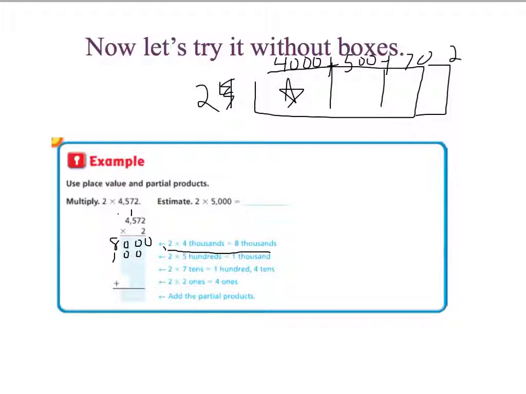And I got to keep these numbers lined up so I can add them appropriately at the end. Then we go to our next number, which is 7 tens, or 70 times 2. Okay, and then we have 140. And then we go to our last column, 2 ones times 2. Okay, 2 times 2 is 4. And then everything is lined up nicely, and we just add all of our columns up. And 8 plus 1 is 9. All right.